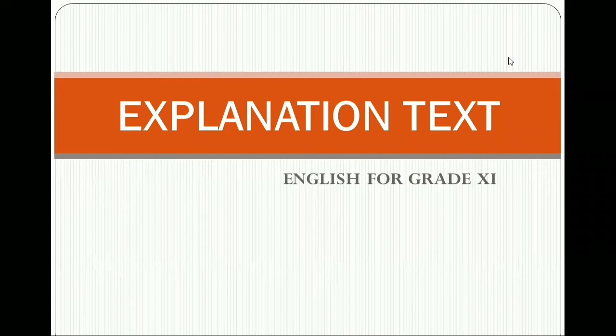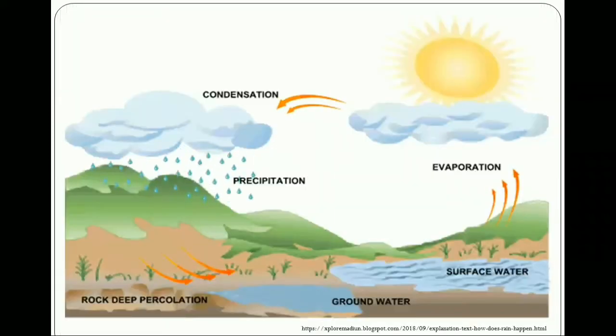Now we are going to explain how something happens. It means that we are going to discuss explanation text. This text belongs to scientific text. Well, have you ever been curious about natural phenomena such as rain, earthquake, tsunami, volcanic eruption, or thunder? Well, let's take a look at this example.